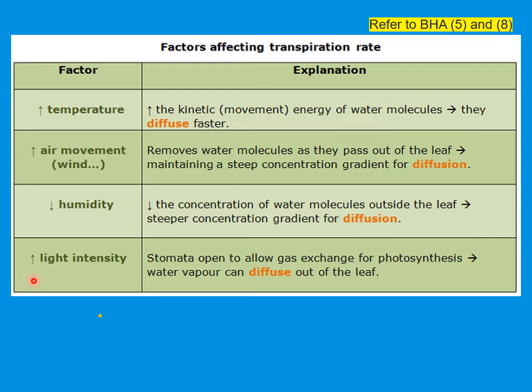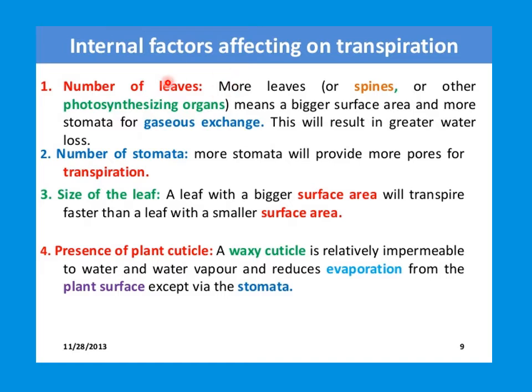And then high light intensity will cause the stomata to open, to allow gas exchange for photosynthesis, and at the same time also to release or give away water. Right. So other internal factors also affect transpiration, such as the number of leaves. More leaves means we provide a bigger surface area for stomata and also greater water loss.